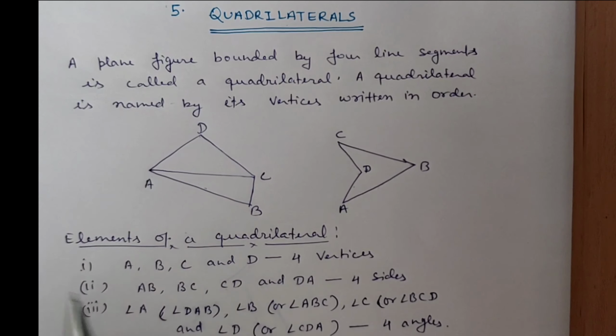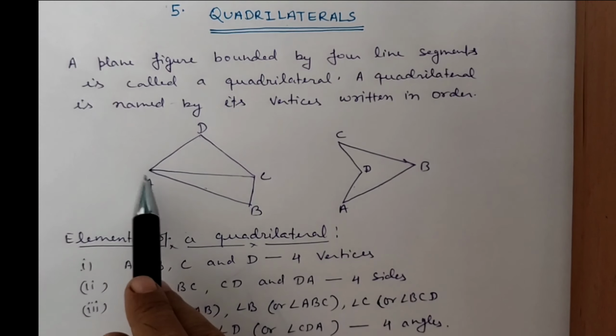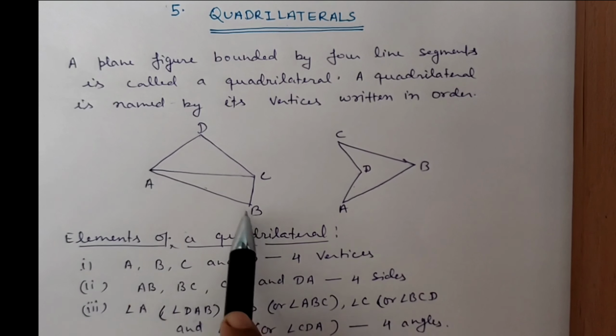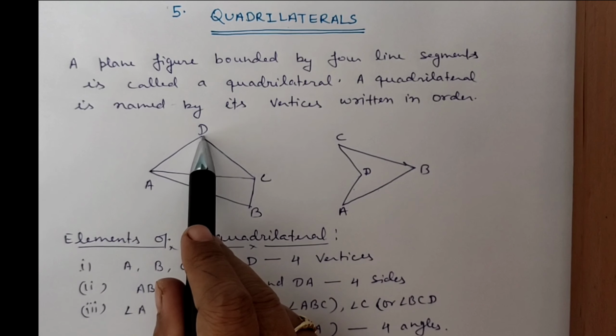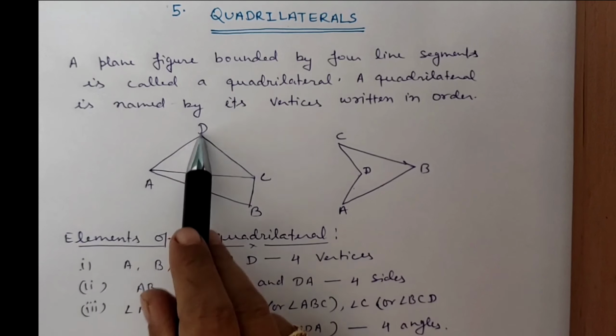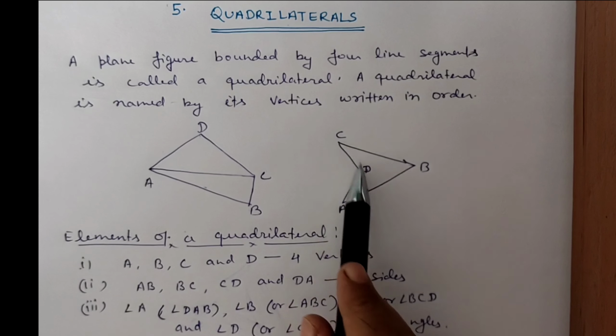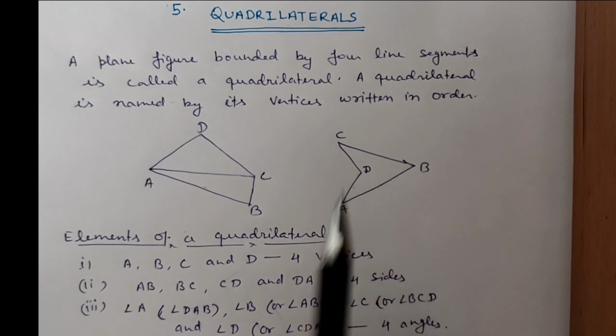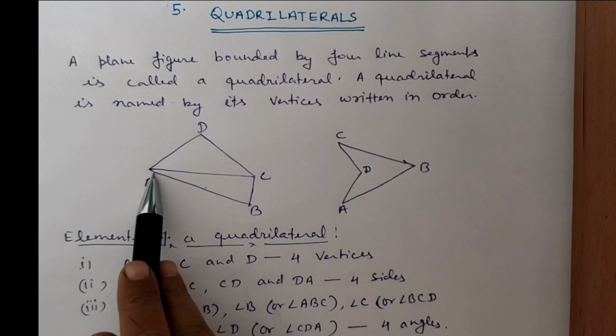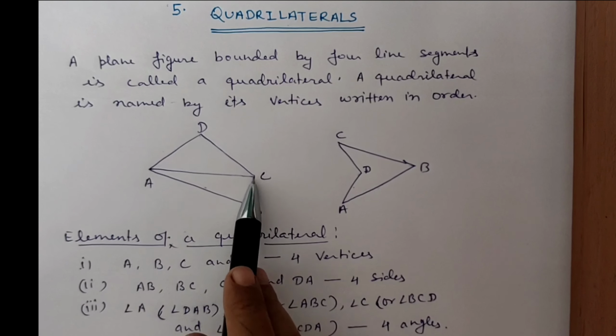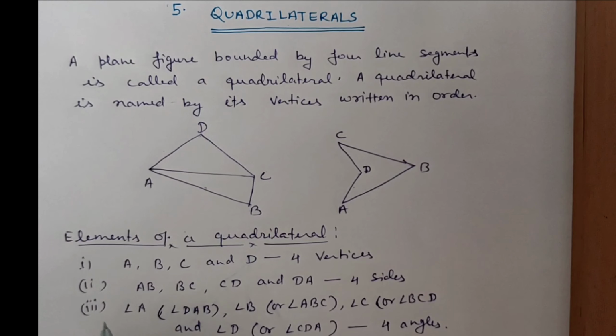Now next are the elements of a quadrilateral. So here first, you can see I have written A, B, C, D. 4 vertices are there here. In this figure also you can see 4 vertices, 4 sides: sides AB, BC, CD and DA. 4 sides are there, and 4 angles.